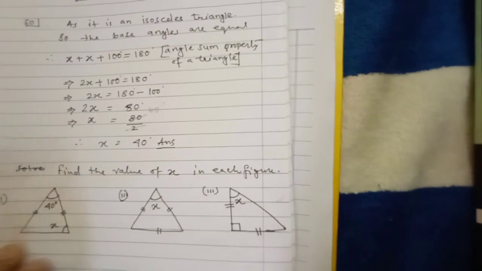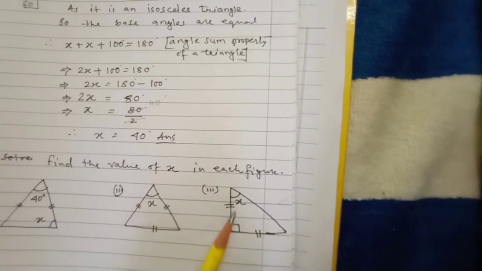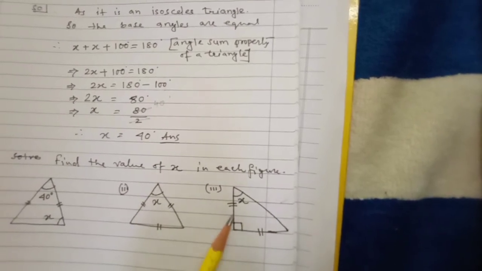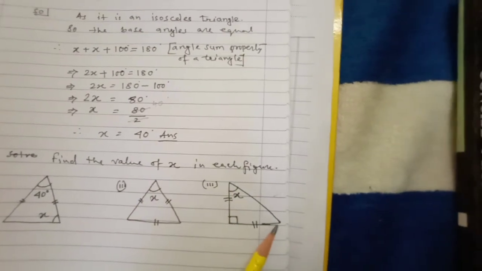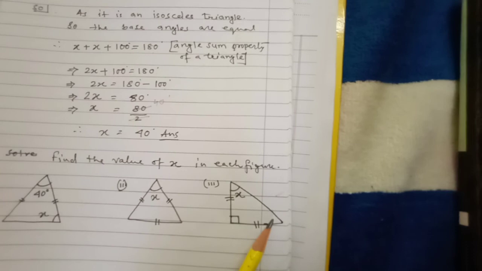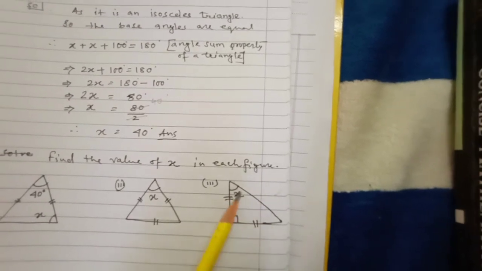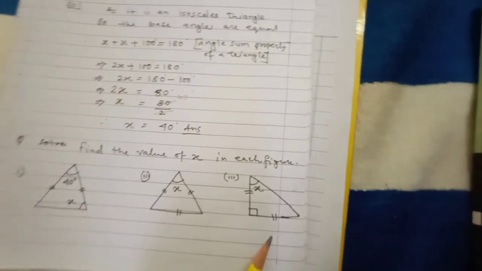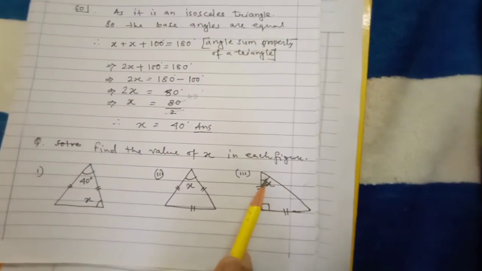Next one. What kind of triangle is it? Right triangle, because this sign is given here. And this side is equal to this side. So it is x. That means these two will be the base angles and this is also x. x plus x plus 90 is equal to 180 degrees. Using the angle sum property, you have to find the value of x.